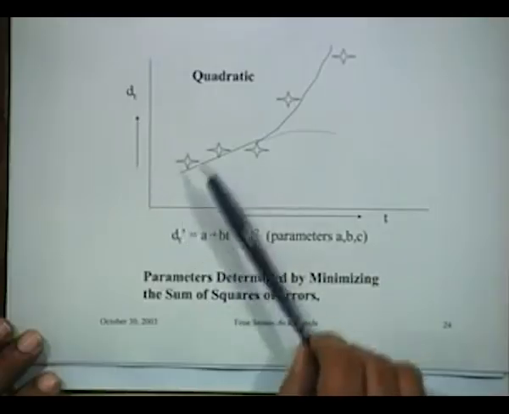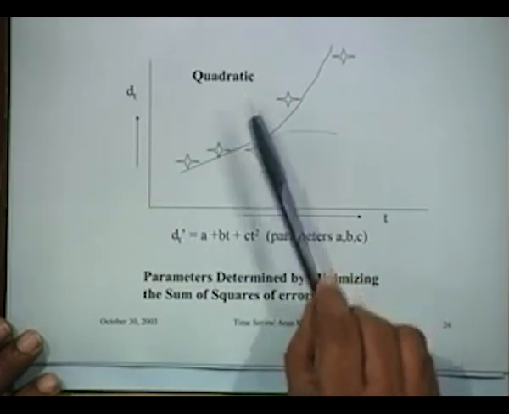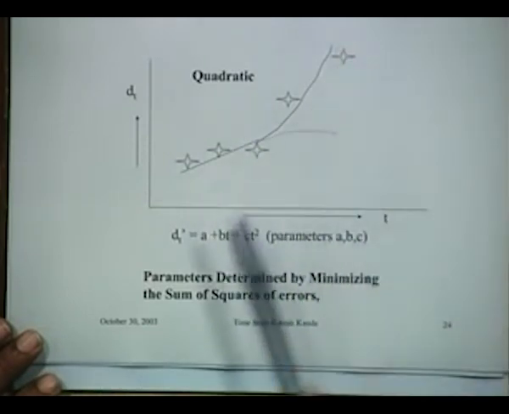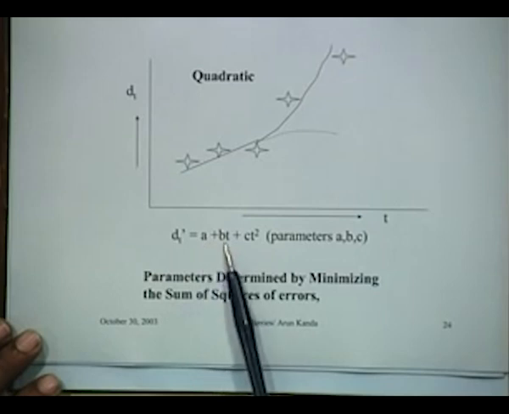Or we might have a situation where the demand is to be represented as a quadratic function, that is d dash t is equal to a plus bt plus ct square.